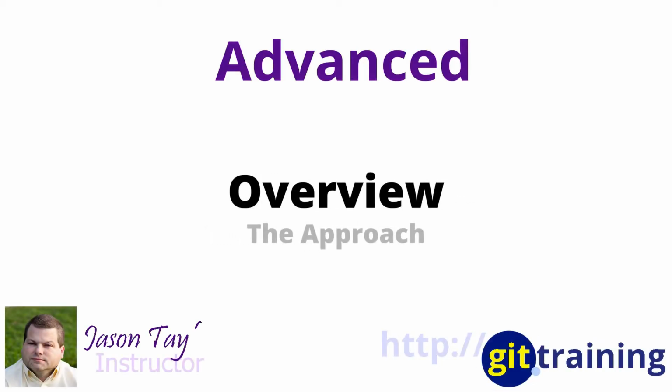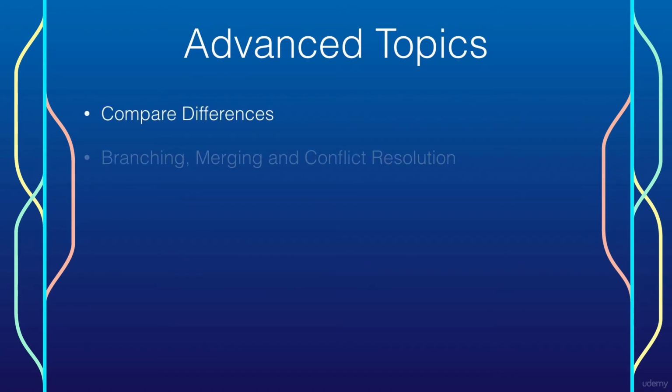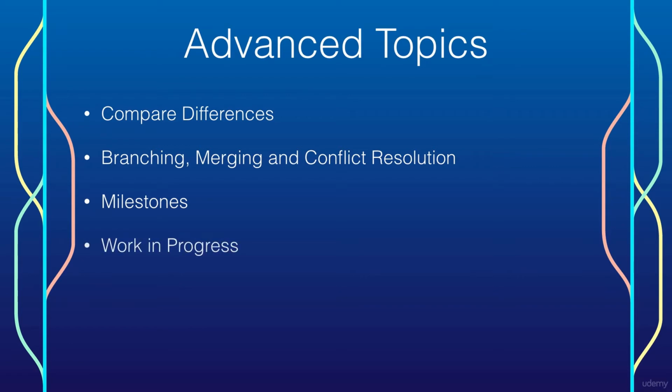In this section, we go into more advanced concepts and techniques. Some of the things we cover in this section include how to compare differences in Git, how to branch, merge, and resolve conflicts, how to mark important milestones in Git with tagging, how to save work in progress, and even how to time travel. This section is likely to grow as additional advanced topics are added later. By the end of this section, you'll have a solid foundation and several intermediate to advanced concepts mastered, at least locally.